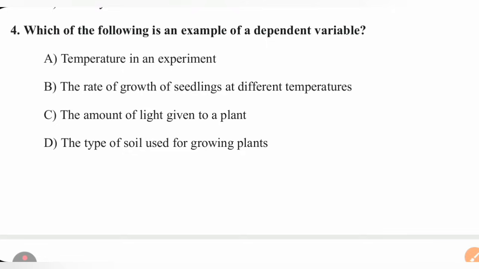Number 4, which of the following is an example of a dependent variable? A, temperature in an experiment. B, the rate of growth of seedling at different temperatures. C, the amount of light given to a plant. D, the type of soil used for growing plants.